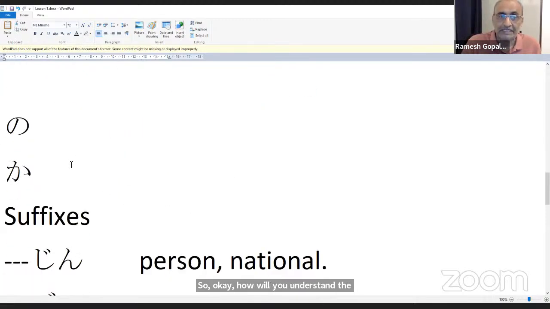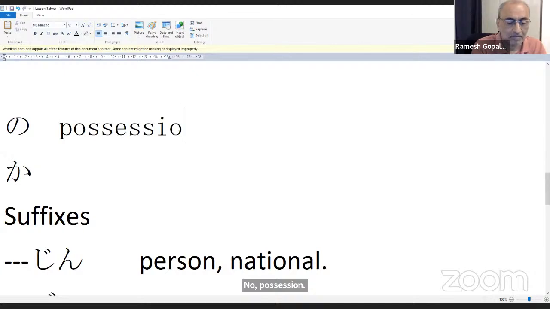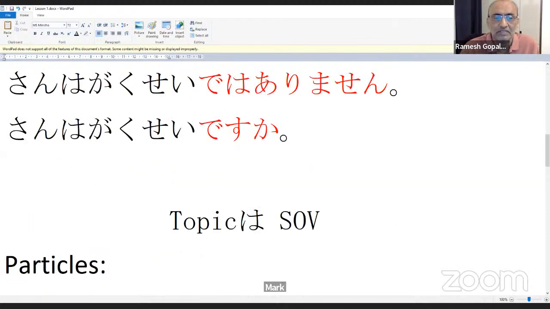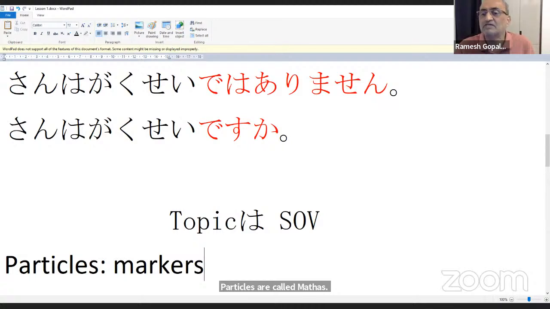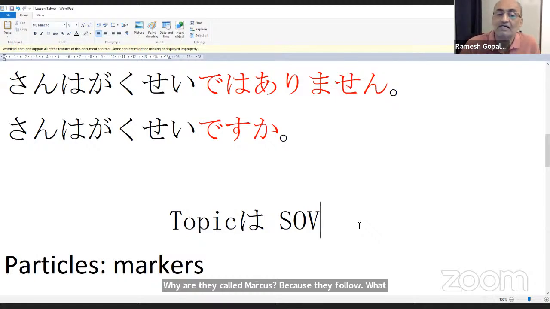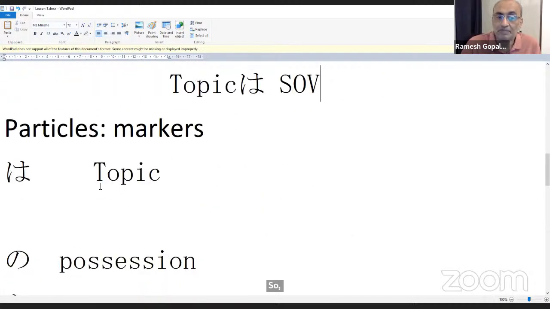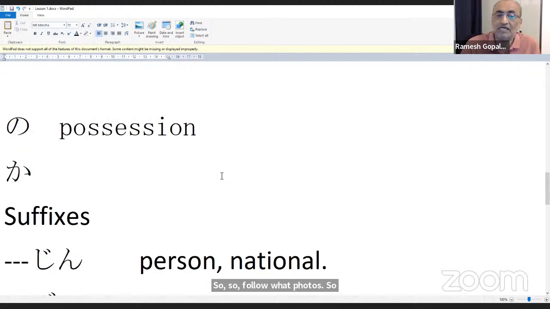So, then there is a particle no. What is the particle no? No is a possession marker. Why are they called markers? Particles are called markers because they follow. What marks follows? Suppose you say something marks something, follows. So markers are followers. So topic marker is va. No is possession marker. Now you'll ask me, what is possession marker?